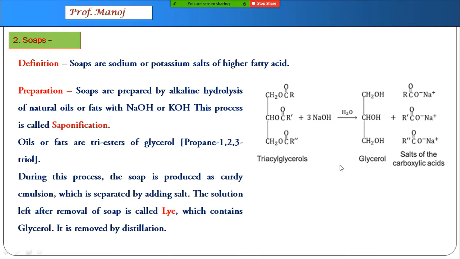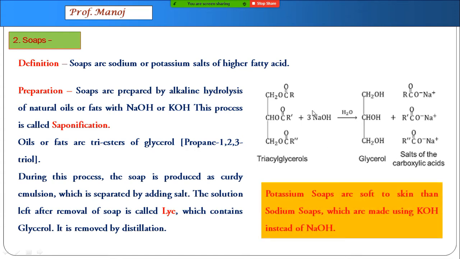Once saponification is done, these two substances are separated by adding salt. Whatever is left over is known as lye, and that contains basically glycerol. Depending upon what you are using here, if you are using NaOH, they are called hard soaps. If we are using KOH, they are called soft soaps. So two types of soaps are in use: potassium soaps, that are soft, and sodium soaps, that are hard soaps.